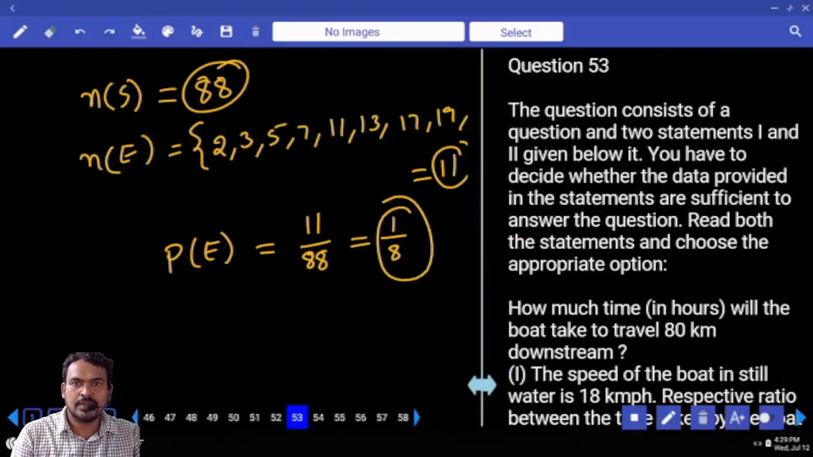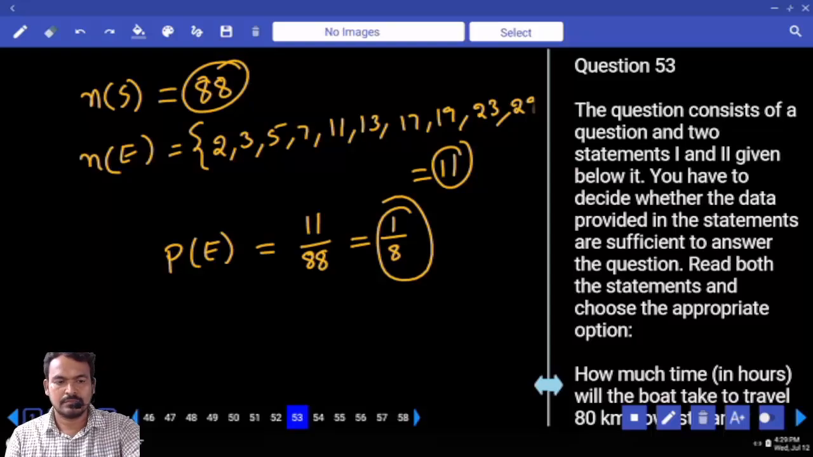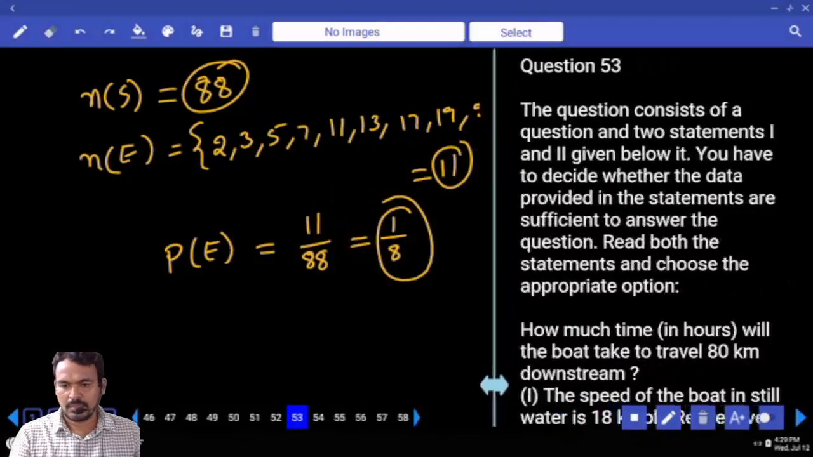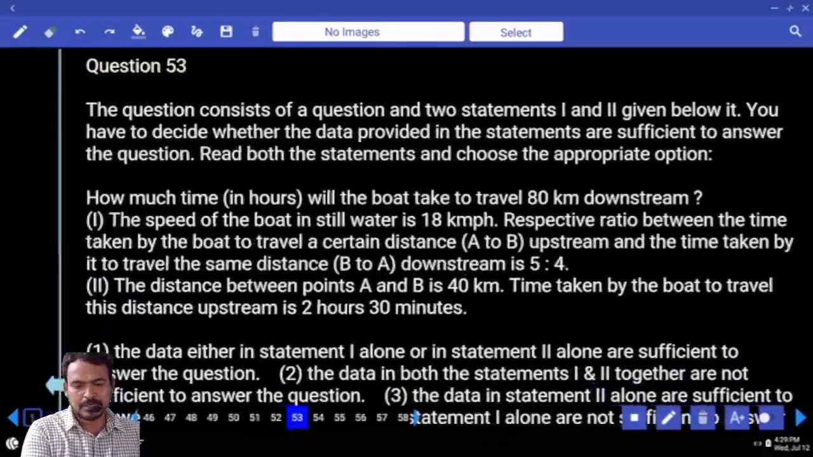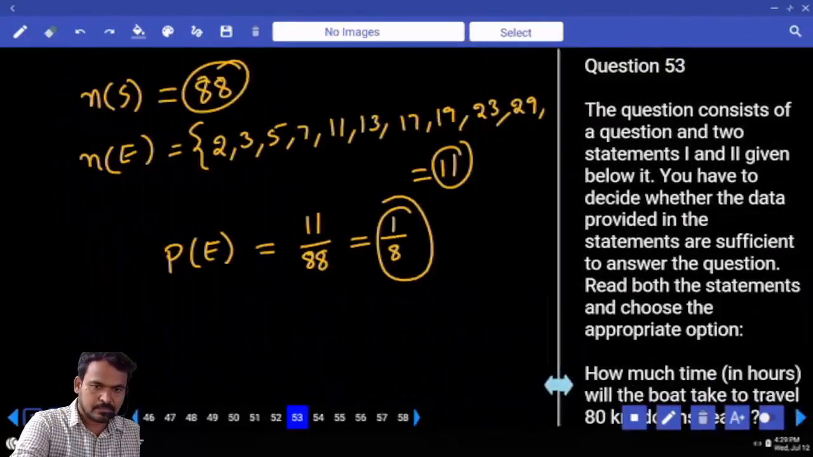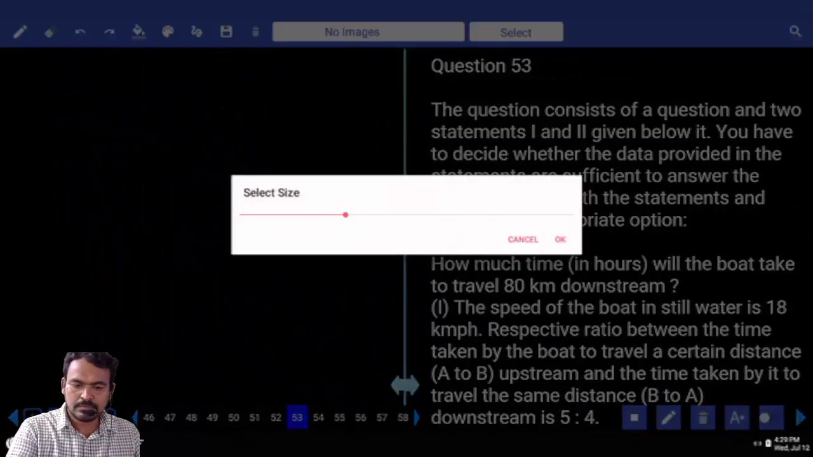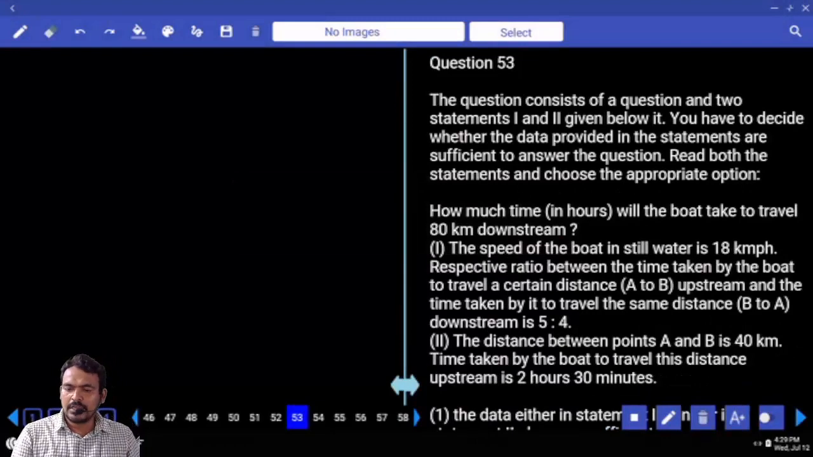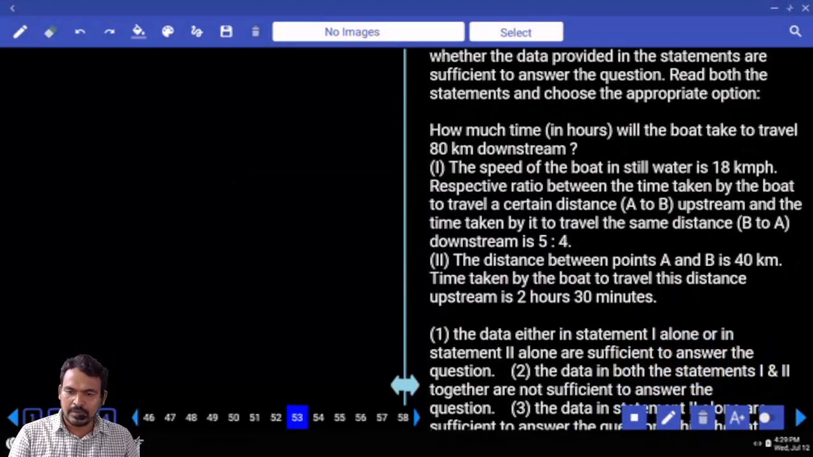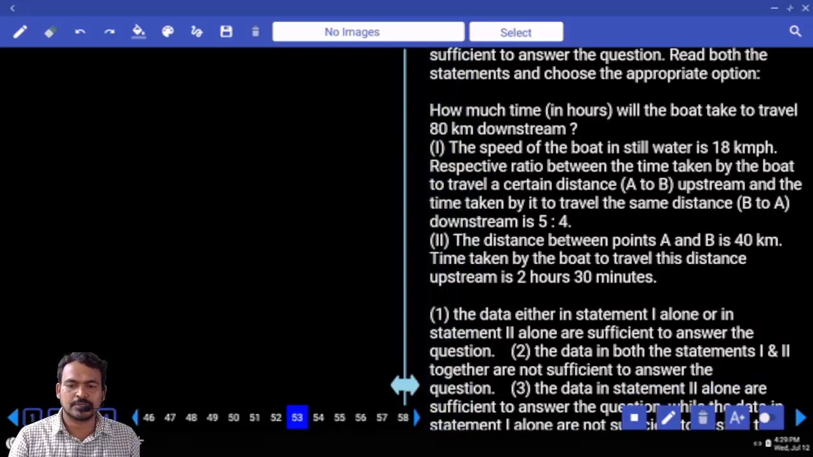Question number 53. Data sufficiency. How much time in hours will the boat take to travel 80 kilometers downstream or upstream?